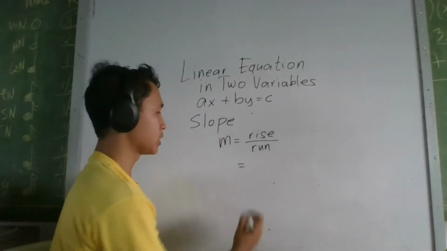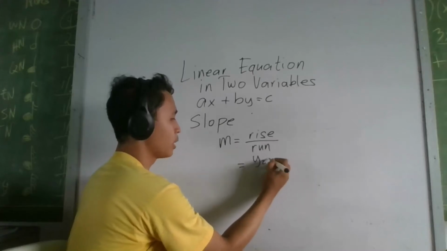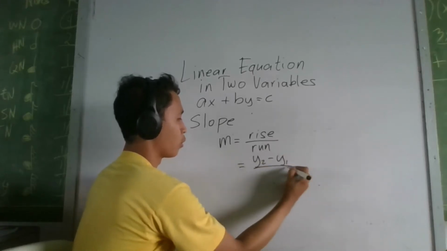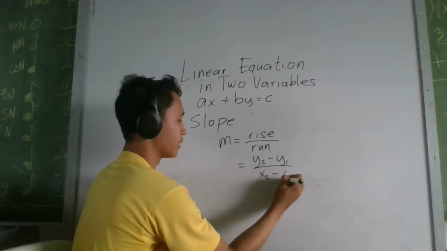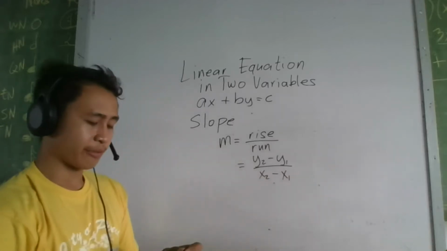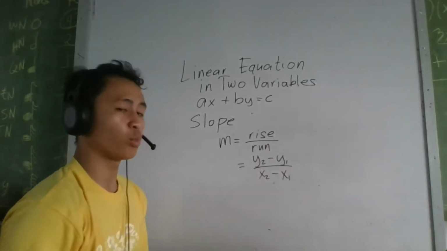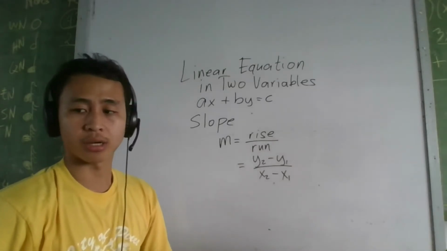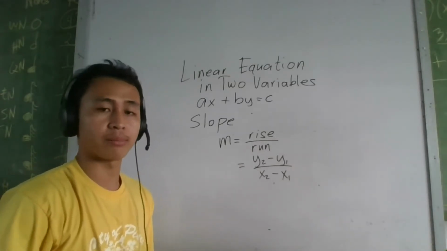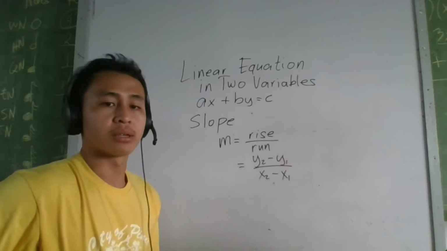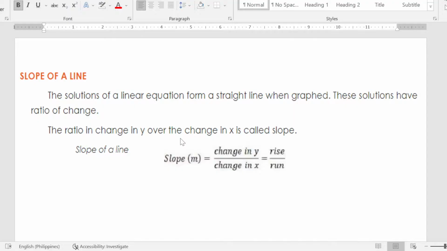Now, meron tayong formula na sinusunod dito, that is y sub 2 minus y sub 1 over x sub 2 minus x sub 1. Therefore, if we're trying to look for the slope, we need 2 points. Okay? Kinakailangan natin ng 2 points para mahanap natin yung slope in this formula. Now, let's have a sample problem for this one.